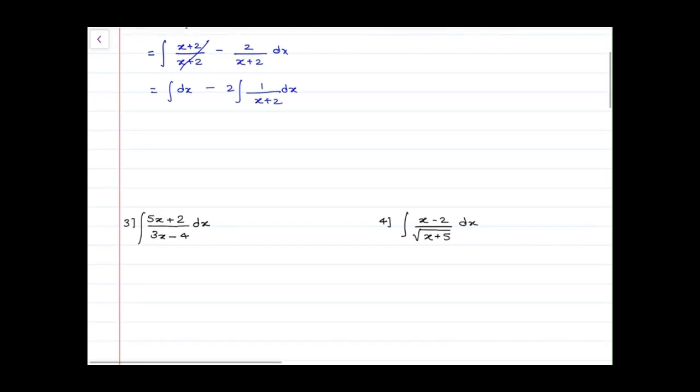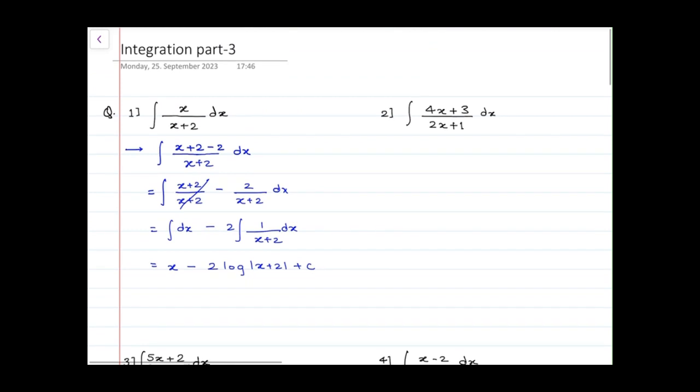We know the integration, it's simple. So integration of dx is x minus 2 times integration of 1 upon f of x is 2 times log of f of x plus c. Okay, so simple, right? We need to solve this kind of questions.